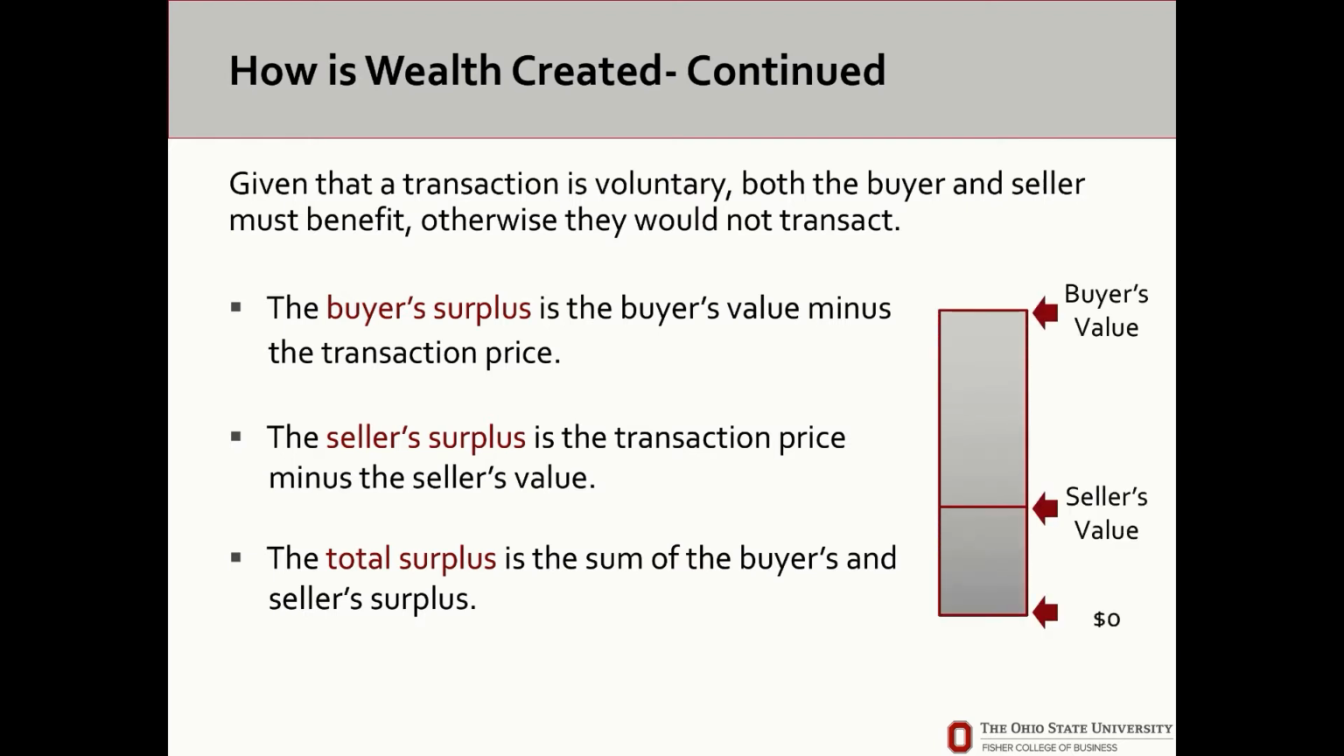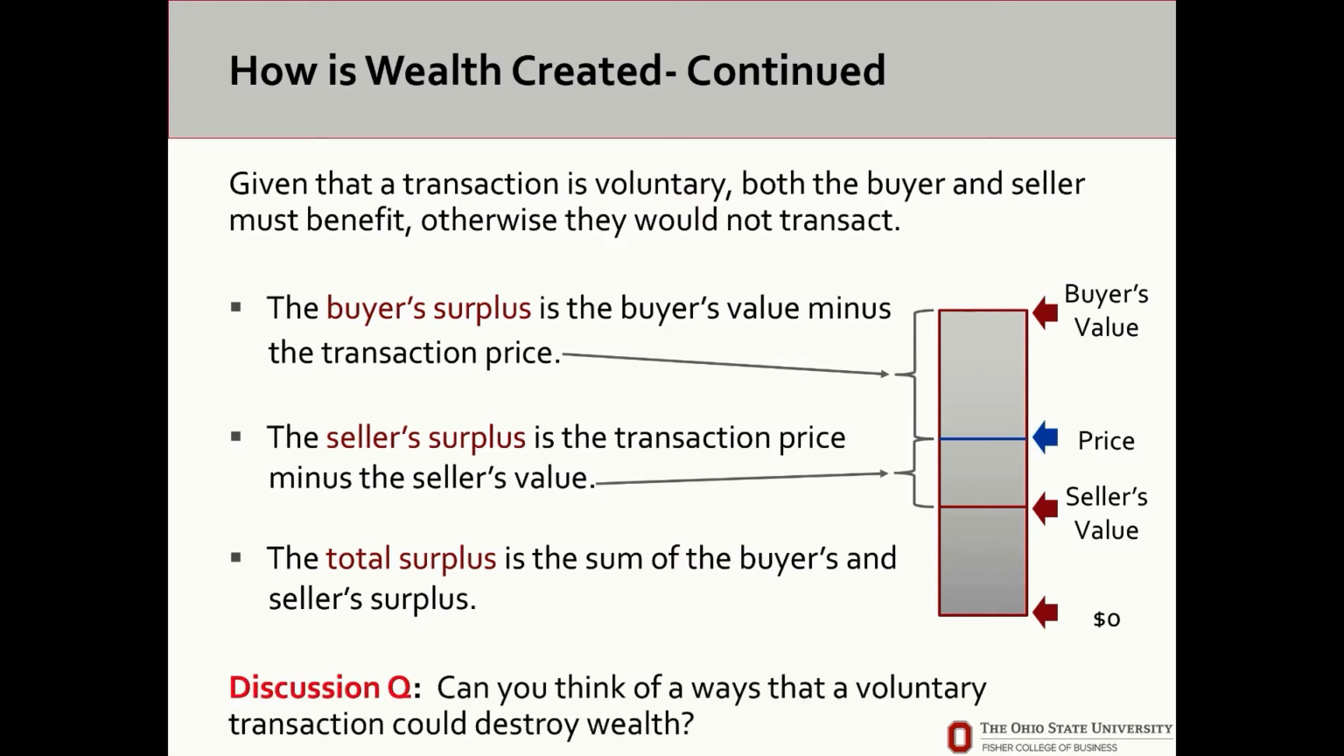To see this graphically, note the graph on the right. The buyer's value must be greater than the seller's value for there to be room to transact. Somewhere between the buyer's value and the seller's value, they agree upon a price. The buyer's surplus is the difference between the buyer's value and the price. The seller's surplus is the difference between the price and the seller's value.